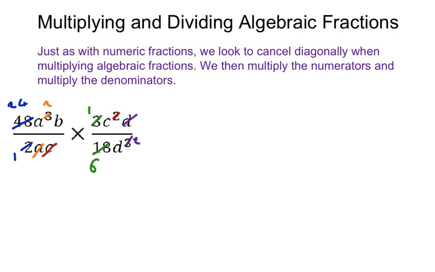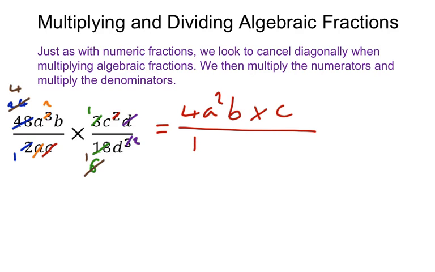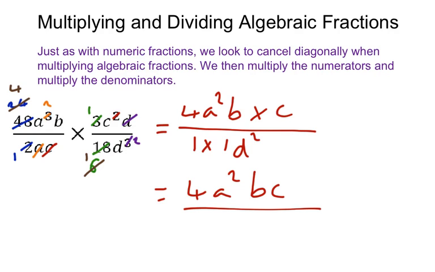There's one more thing we can do, and that is notice that there is now a 6 and a 24, so the 6 and the 24 can cancel, leaving us with 1 on the bottom and 4 on the top. Putting this all together, we have 4a squared b times c all over 1 times 1d squared, giving us a final answer of 4a squared b c over d squared.